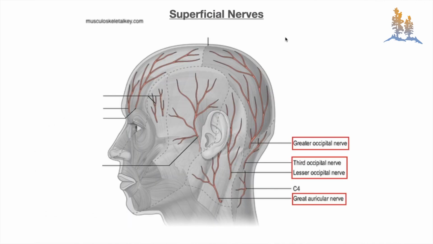Here we can see the superficial nerves that branch out from the back of the head and neck, and they can travel up the entire back of the head here, and then some of them branch out from the side and can travel up behind the ear and underneath the ear. And these nerves, as you can see, if the muscle is tight and inflamed, these nerves could be irritated and could contribute to pain.